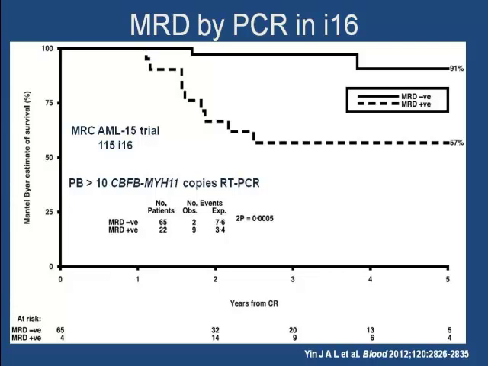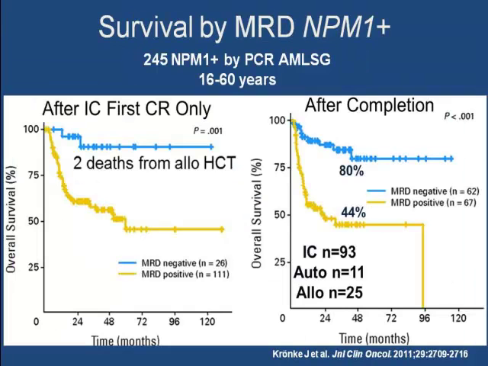And this analysis looked at peripheral blood. They also did it in marrow. But they basically saw that if you have a positive test by peripheral blood PCR for the inversion 16 abnormality, you were at higher risk of death. So just indicating that perhaps we could follow patients over time by molecular methods to determine who should and who should not be transplanted. There is data also looking at NPM1 positivity, measuring MRD by PCR.